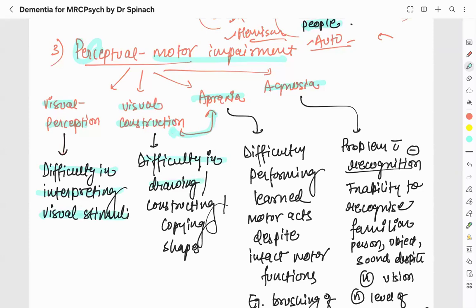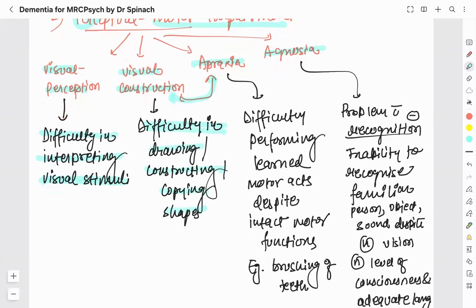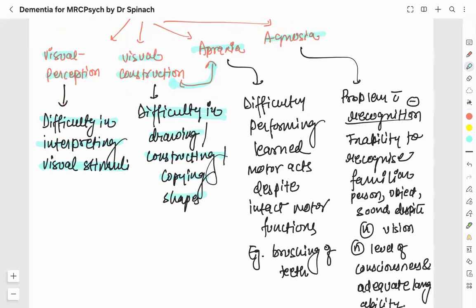So in visual construction, there is difficulty in drawing, constructing, or copying shapes. Similarly, in constructional apraxia, you said problems are there in the same thing. I think it is the same. Okay, got it. So apraxia, we already saw, is difficulty performing learned motor acts, and agnosia is a problem with recognition.